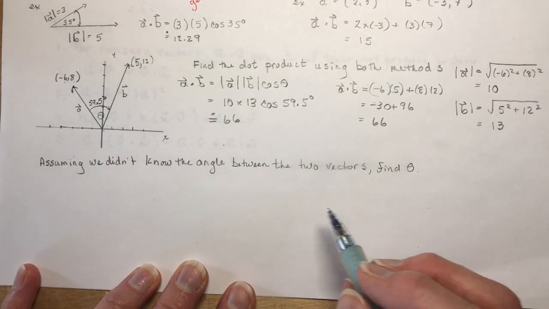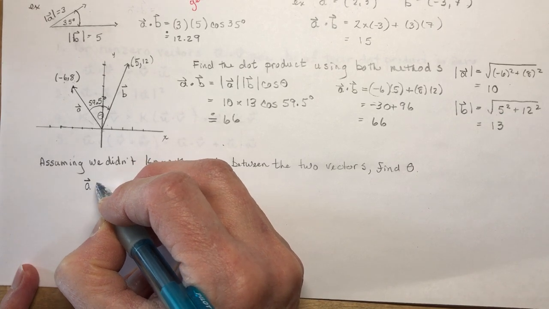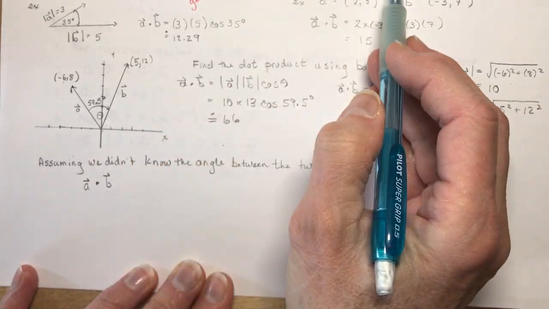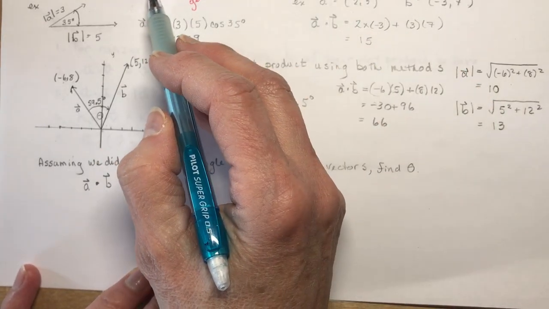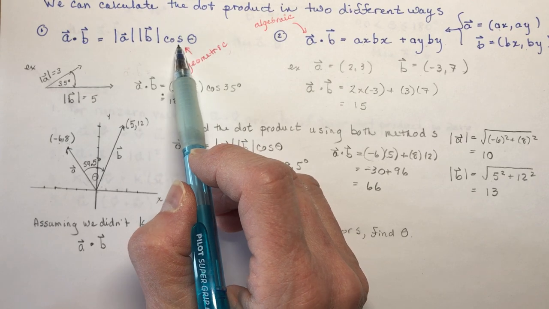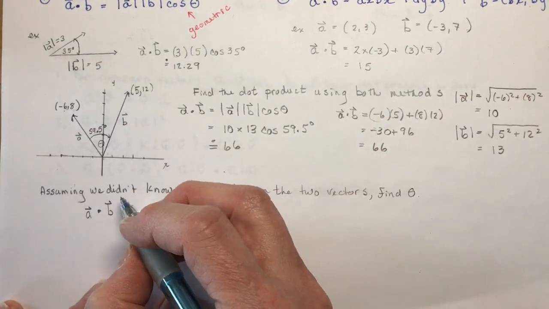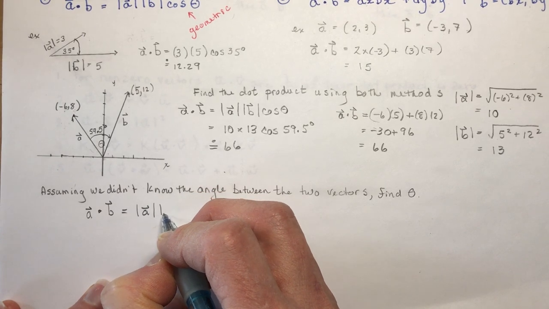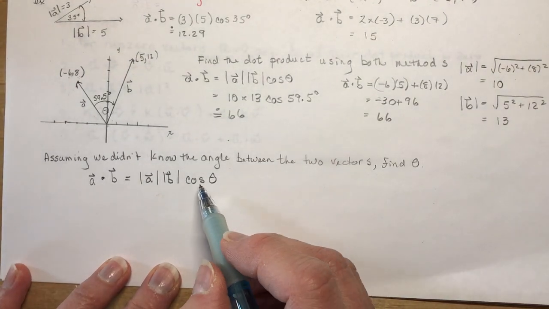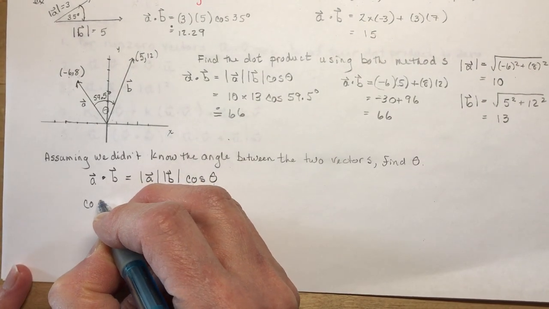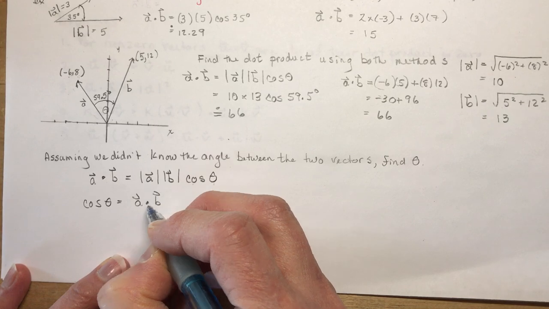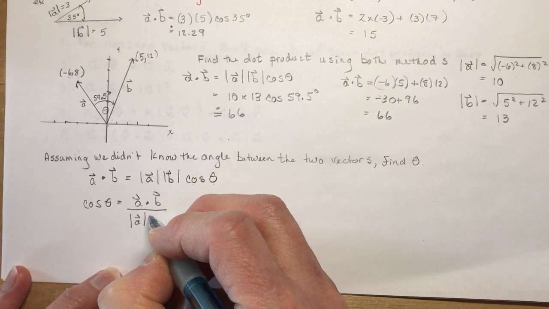So let's say I didn't know what the angle was. In order to use a formula that's going to give me an angle, obviously I can't use the algebraic calculation. I have to use this one, because it has the cos of theta in it. This one doesn't. So A dot B is equal to the magnitude of A times the magnitude of B times the cos of theta. I can simply rearrange this equation to solve for cos theta. So cos theta equals the dot product of the two vectors divided by their magnitudes, magnitude of A times magnitude of B.